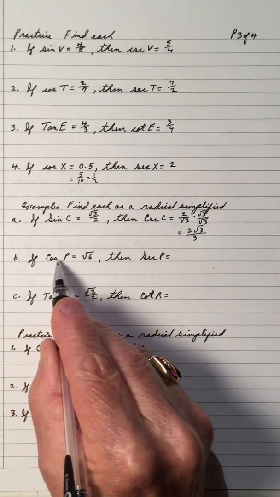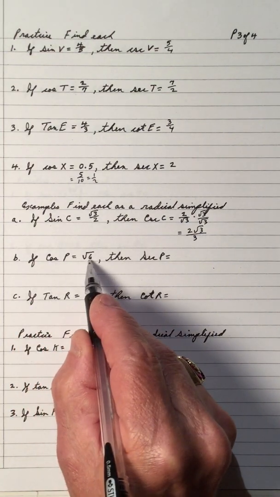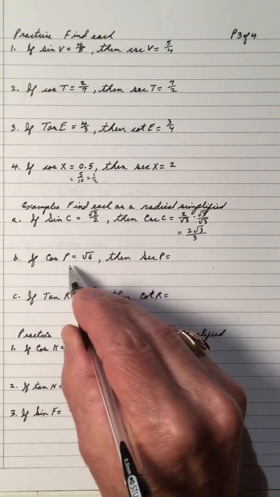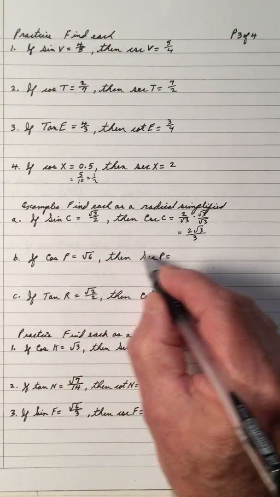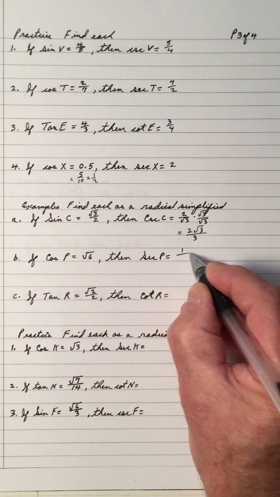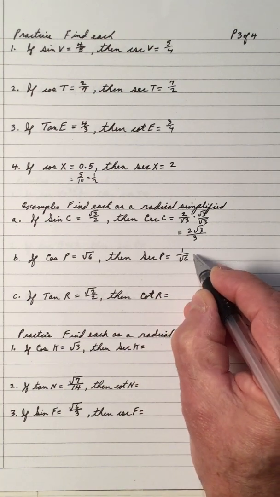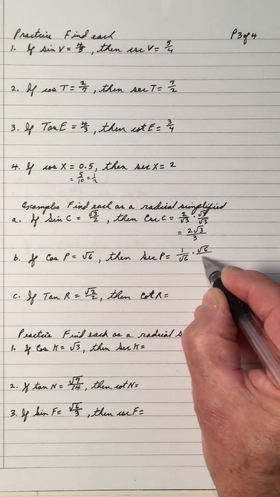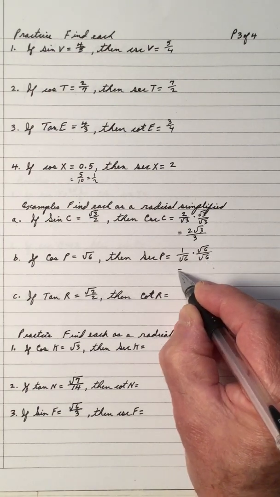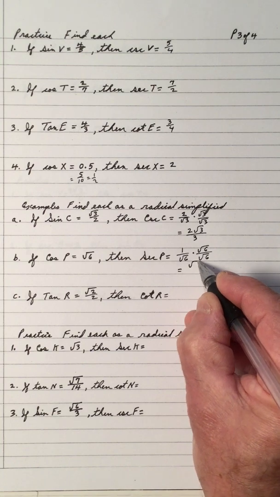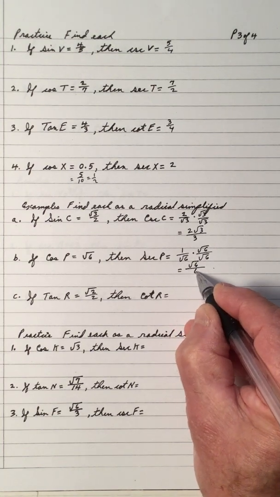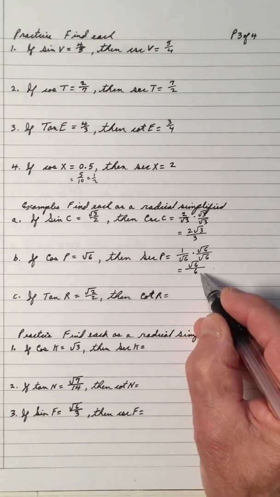Number B. The cos of P is root 6. What's the secant of P? Same angle, so it's the reciprocal, 1 over root 6. We're not allowed to leave a radical in the denominator, so we multiply by root 6 over root 6. 1 times root 6 is root 6, and root 6 times root 6 is just 6, since it gives you the root of 36, which is 6.